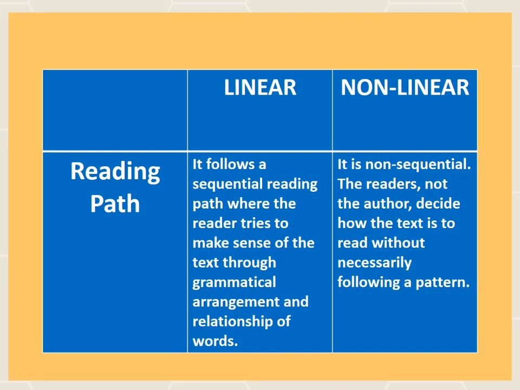Reading path. Linear text follows a sequential reading path where the reader tries to make sense of the text through grammatical arrangement and relationship of words, while non-linear text is non-sequential. The readers, not the author, decide how the text is to be read without necessarily following a pattern.